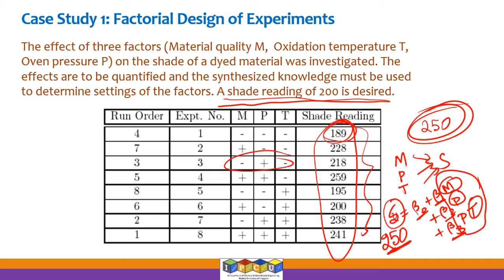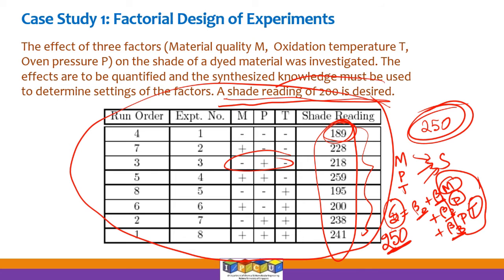So with all that into account, what we are trying to say here is this is an experimental campaign that is done in order to find the model relating M, P, and T to S. And once we have that model, we want to make use of that model to achieve a shade reading of 200. That may be the goal, because a new customer comes and says, I want to have a shade reading of 200. Can you produce that product?